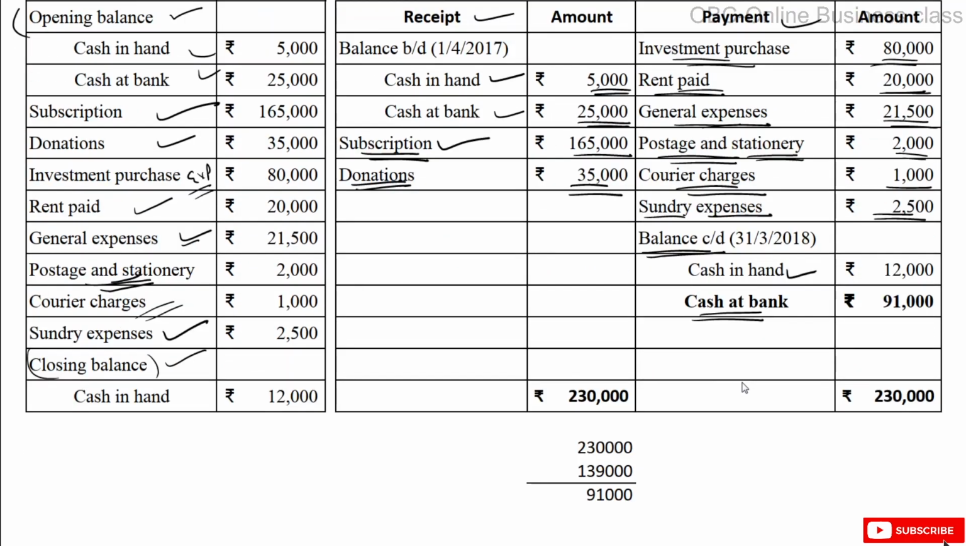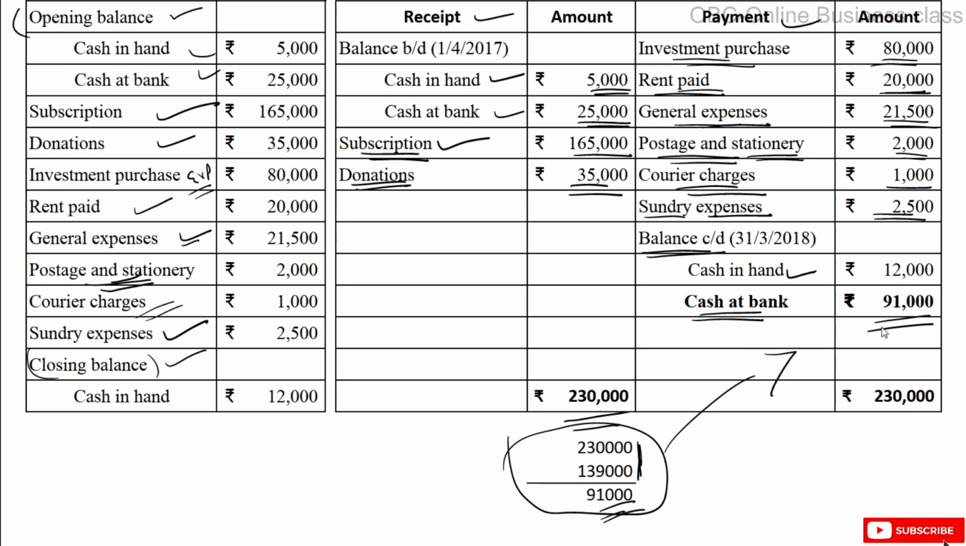So how should we calculate the balancing figure? We can calculate the balancing figure by totaling the amount from the receipt side and subtracting the payment side. If we add all the items from receipt side, we'll get 2,30,000 rupees. You can see here I have done a working note for you guys, 2,30,000. If you add all the payment side items, you will get 1,39,000 rupees. If you subtract, you will get 91,000 rupees. This amount will be entered in the cash at bank saying that balancing figure. Okay, this is the answer for this sum, that's 91,000 rupees.